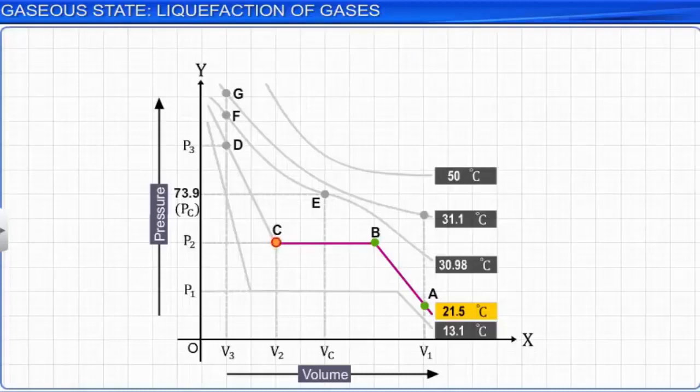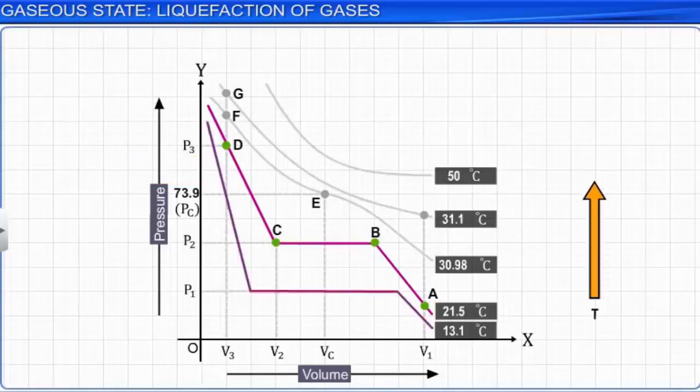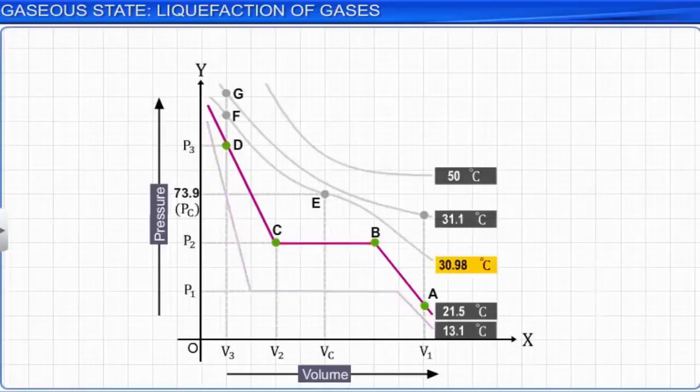and the increase in the pressure has little effect on the volume. This is because liquids are very less compressible. So, a steep curve CD represents only liquid carbon dioxide. When the temperature is raised further, the horizontal portion in the graph becomes smaller and smaller, and at 30.98 degrees Celsius, it is reduced to a point represented by E.